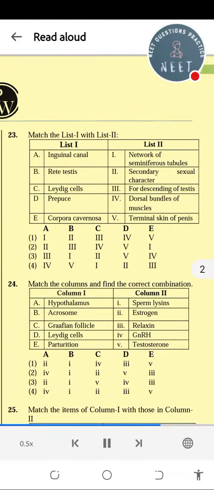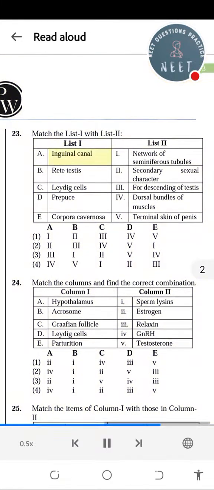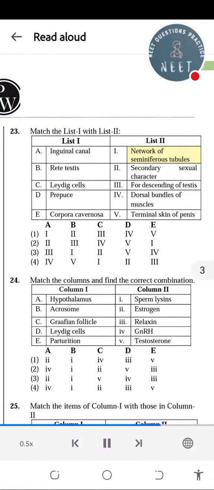23. Match the list 1 with list 2. List 1, List 2. A. Inguinal canal, 1. Network of seminiferous tubules. B. Rete testis, 2. Secondary sexual character. C. Leydig cells, 3. For descending of testis. D. Prepuce, 4. Dorsal bundles of muscles. E. Corpora cavernosa, 5. Terminal skin of penis.